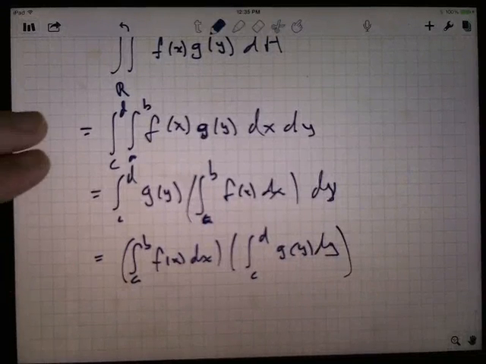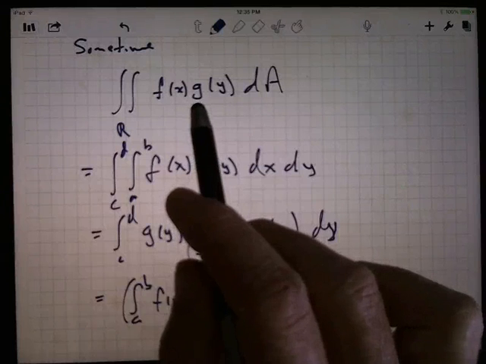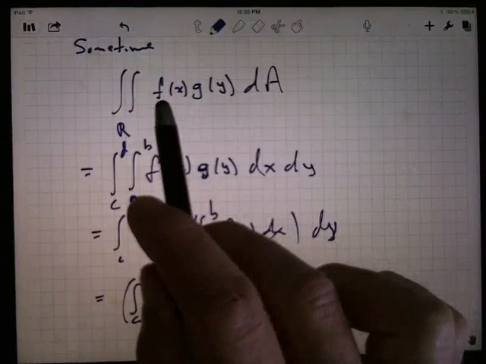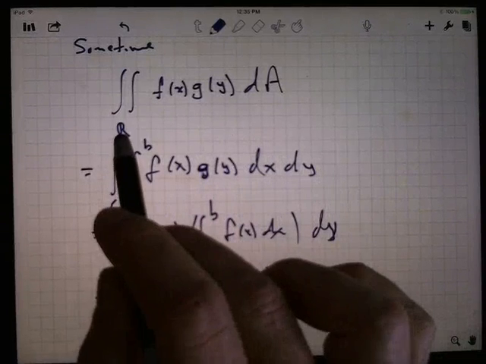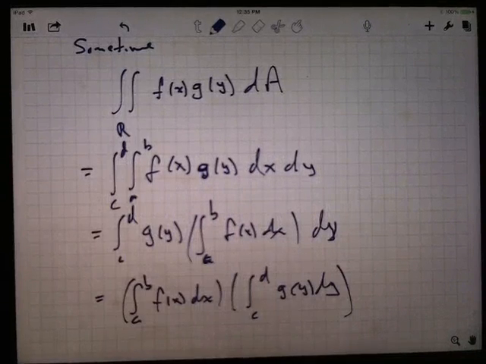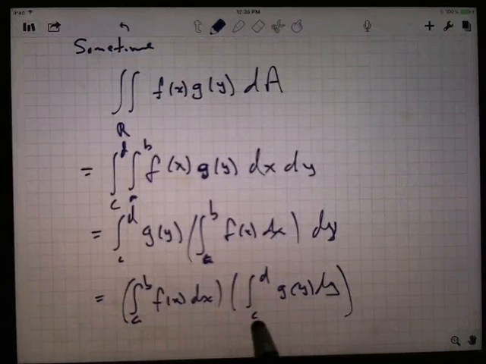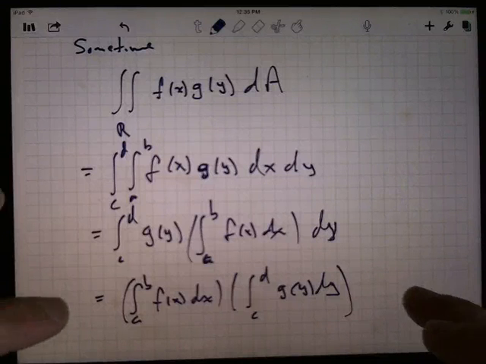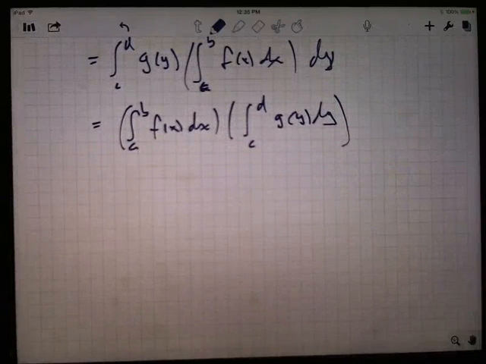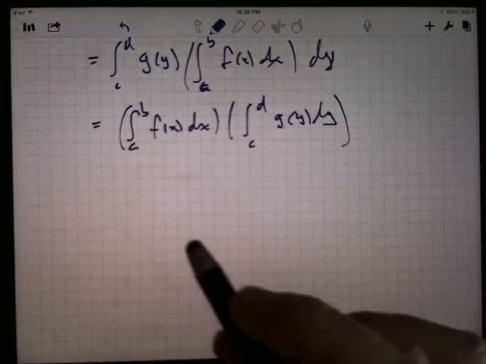The net result is, if your function is a product of two, just of x and just of y, and you're integrating over a rectangular region, then you can pull it apart this way. Now, so far all we've done is rectangular regions, but when we get to 15.3, we'll do some non-rectangular regions, and you can't do this. But in the event that you are doing a rectangular region, well, then you can just pull it apart.